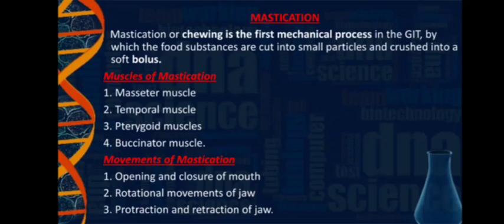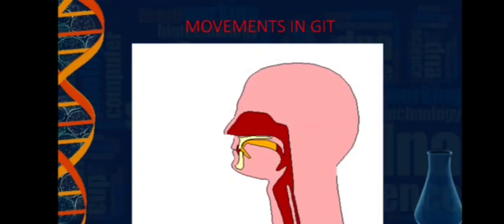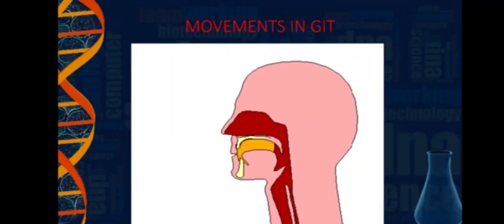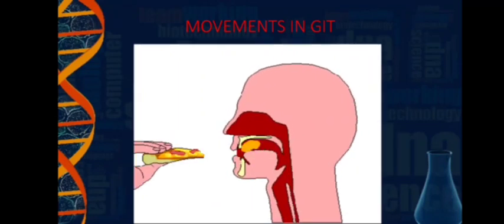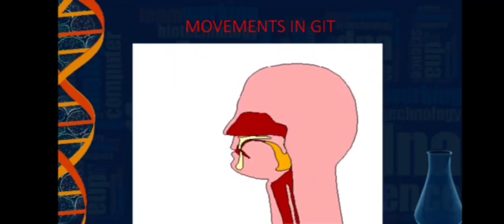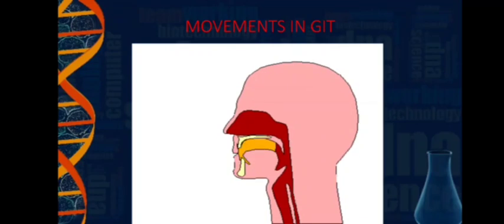And let us discuss the muscles of mastication. First one is masseter muscle, second one is temporal muscle, third one is pterygoid muscle, and fourth one is buccinator muscle. Coming to movements of mastication, there are mainly 3 types: opening and closure of mouth, rotation movements of jaw, protraction and retraction of jaw. It is an illustration of mastication or movements of food inside the mouth. We can say that the food particles are chewed inside the mouth by the teeth and the palate, and it is transferred to the esophagus.